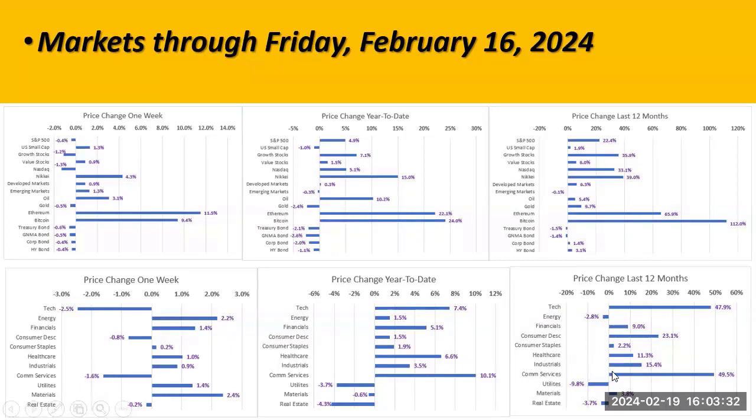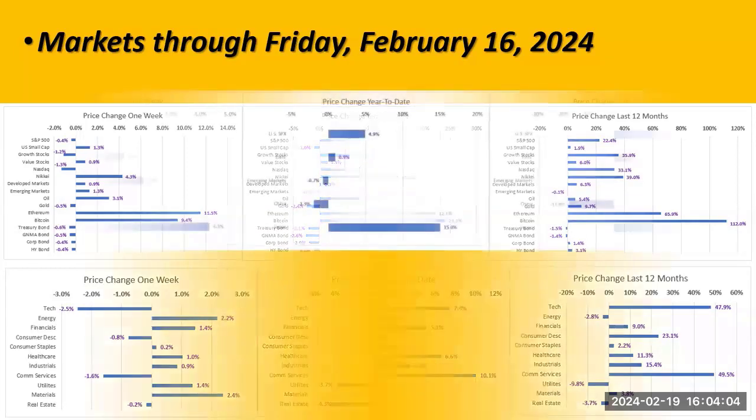Communication services, that's where Meta is. Communication services, great. It's not down this last week because of Meta, because Meta actually did okay this last week, but it's down because of some other stocks in there that are struggling. That's where Google is. Energy's back up. Bonds were down last week. Bonds are down over the last 12 months, but corporate bonds are actually up. So that means spreads must have narrowed, because if interest rates are up but corporates are up, that means the risk-free rate's up, but spreads have narrowed. So that's why corporates are up.